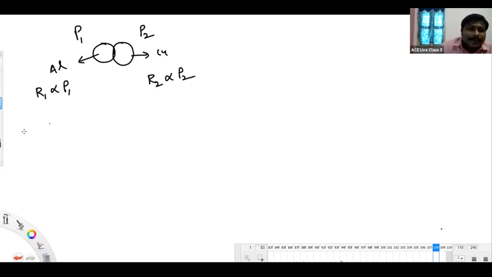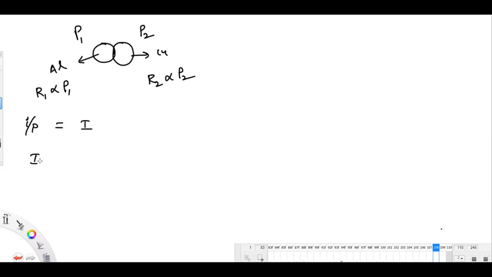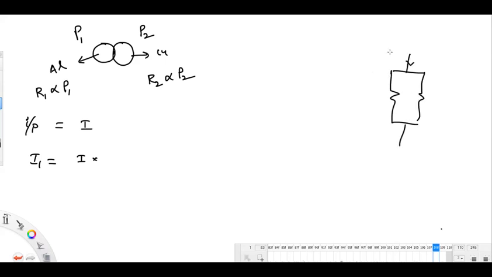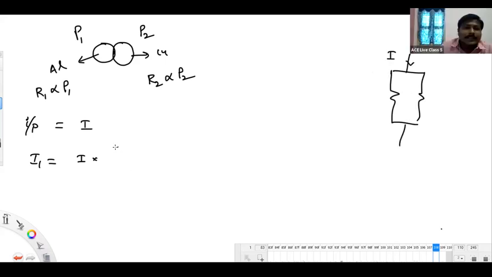Yes, sir. You are giving a current I as an injection. Input current is I. Then what is the I1 value? I into, what you can say, opposite one, because you feel these two are in parallel. So it's a current I injection. So opposite one is ρ2 by ρ1 plus ρ2. That's the I1 current. What's the I2 current? I into ρ1 by ρ1 plus ρ2.